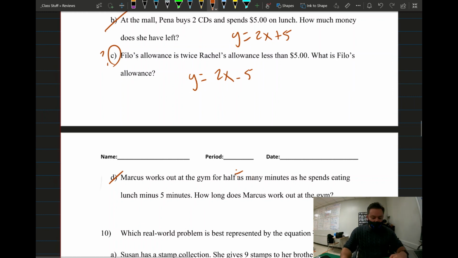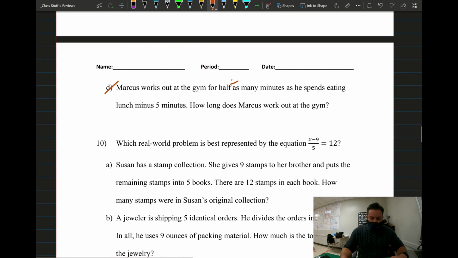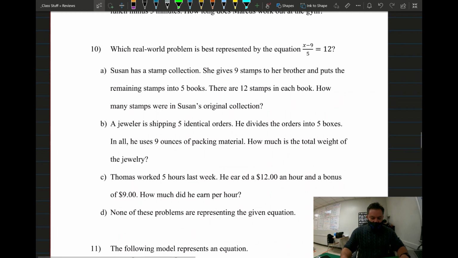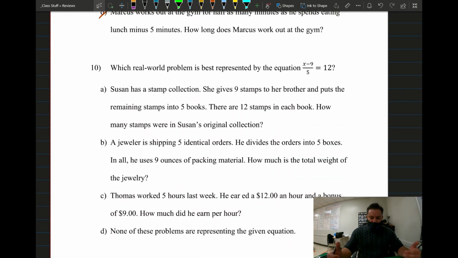Number 10. We're gonna skip number 10 because it's gonna take us a lot of time, but 10 is basically the same as before. We are comparing that equation to the scenarios. You have a variable, you take away 9 from the variable and divide it by 5 to give you a total of 12. Match it with that and get the answer.